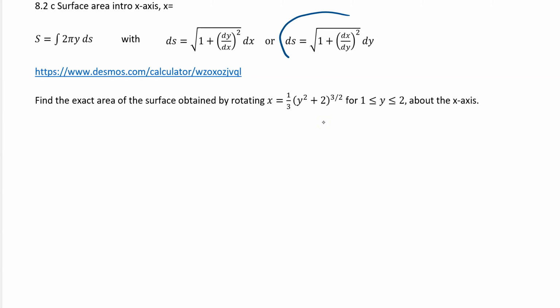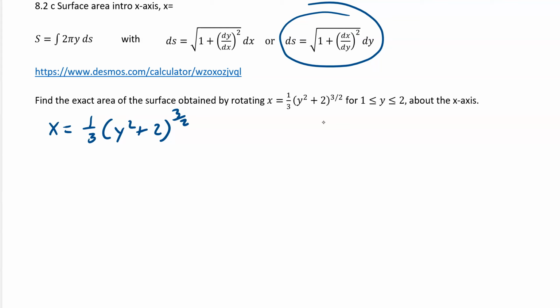So in this one, we will be using this for our ds because we already have x equals 1/3 (y squared plus 2) to the 3/2. So now we will do x prime, which is our dx/dy. So we will be using a dy for our integral.